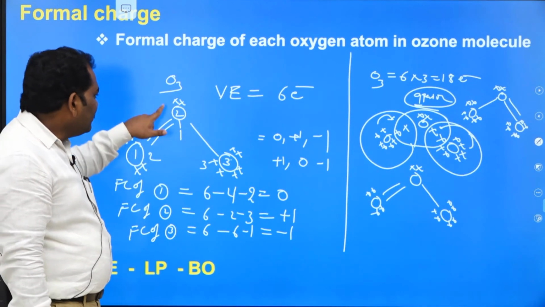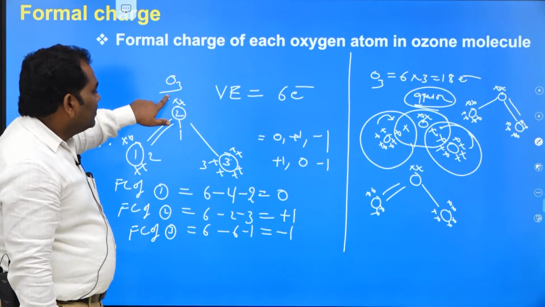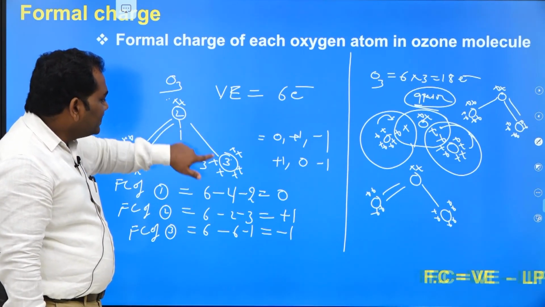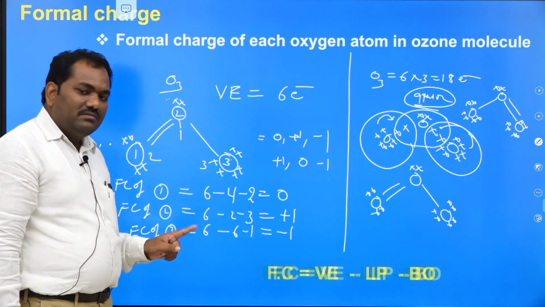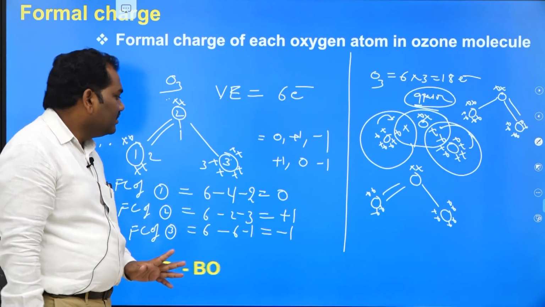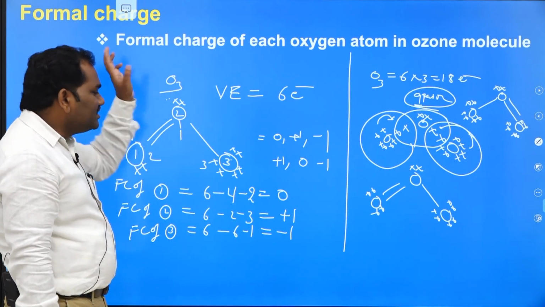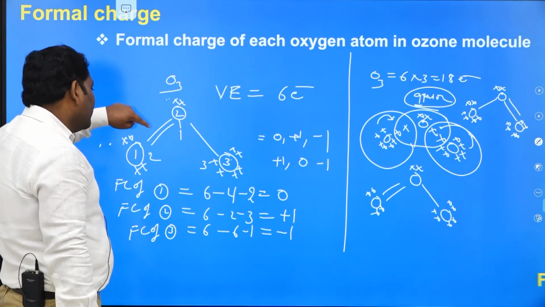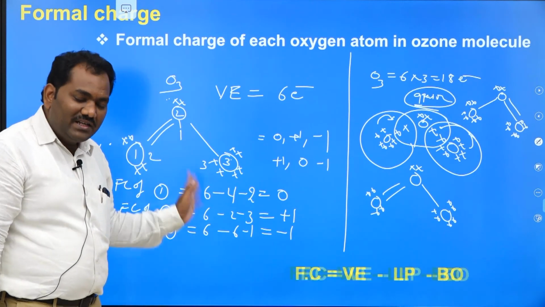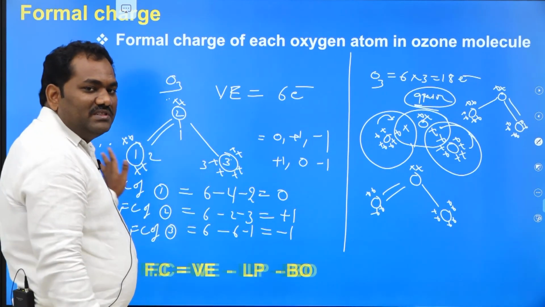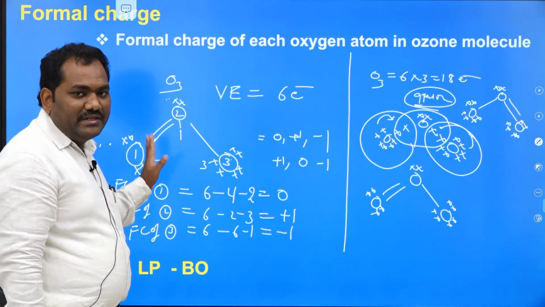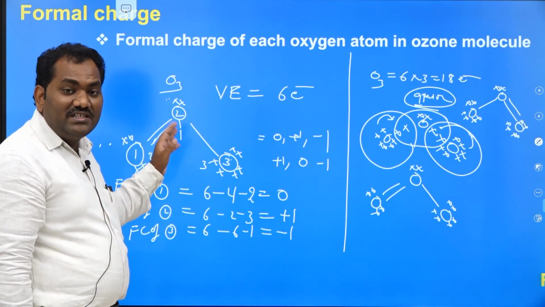The central atom always has plus 1. The oxygen atom which contains only one bond pair always has a negative charge, minus 1. The formal charge of the single bond oxygen is always negative. The formal charge of the central oxygen is always 0. The formal charge of the double bond oxygen is always equal to plus 1. Like that, we can easily calculate the formal charge of any oxygen. It is very important for IIT, JEE and MCET exams.